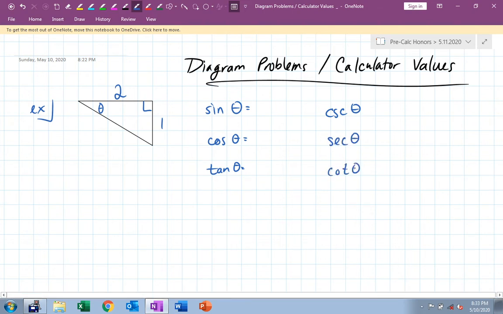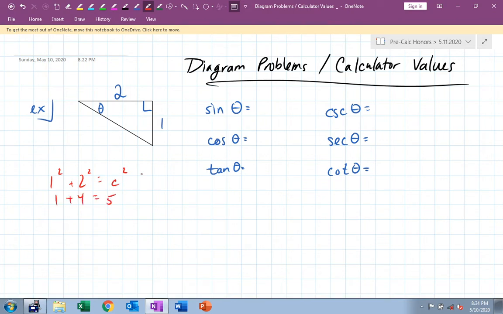Now remember, once you figure out the first 3, these last 3 are very easy. You just flip the fraction. But the first step into doing this is to use Pythagorean theorem, because you have a missing side here. We need to figure out what that side is. All right, and that side is going to be 1 squared plus 2 squared. So 1 squared plus 2 squared equals 1 plus 4, or 5. So my c squared is 5. So that means this missing side is square root of 5.